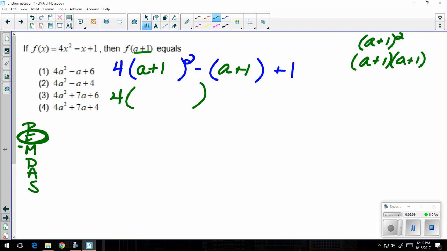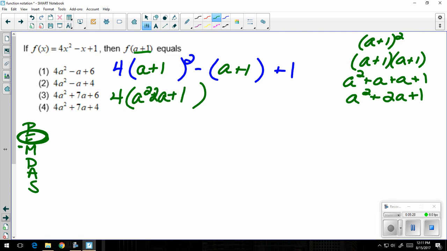This time I will do double distribution instead of the box method. So a times a squared plus a plus a plus 1, which gives me a squared plus 2a plus 1. So that comes back over here. And then I still have this minus a plus 1 plus 1.